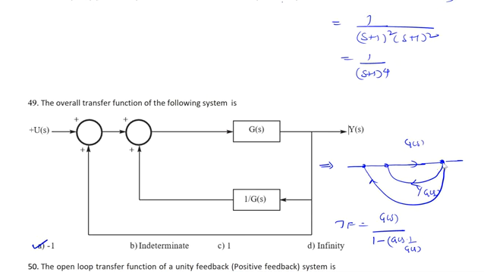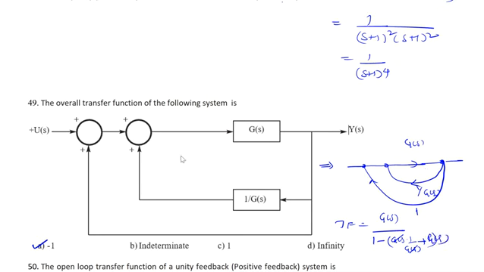So this loop will be like this. Now this loop will have a feedback of 1. So the sum of individual loops will be like this. Now G(s) gets cancelled. Here you have G(s).